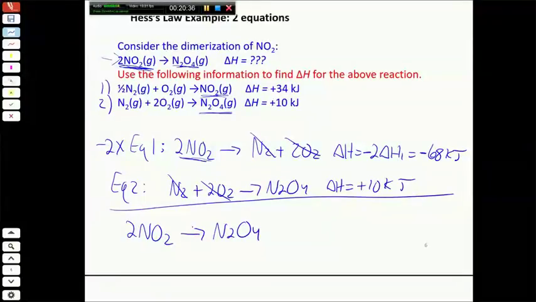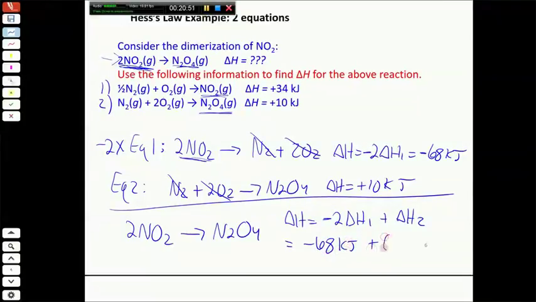And then to find the delta H, it's going to be negative 2 times delta H1 plus delta H2, which as we said is negative 68 kilojoules plus positive 10 kilojoules, and that comes out to minus 58 kilojoules. Alright, so that's the delta H for the dimerization of NO2, which we can determine using these two known chemical equations.